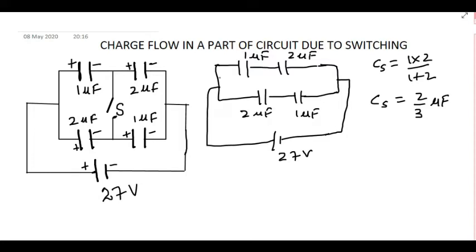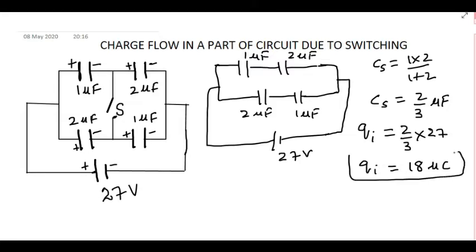And what is the charge flowing through this? Charge, we can call it Q initial, flowing through each branch, is equal to 2 upon 3 into the potential difference. So Q initial is 18 microcoulomb. This is the charge which is actually flowing through each branch of the circuit when the switch is open.